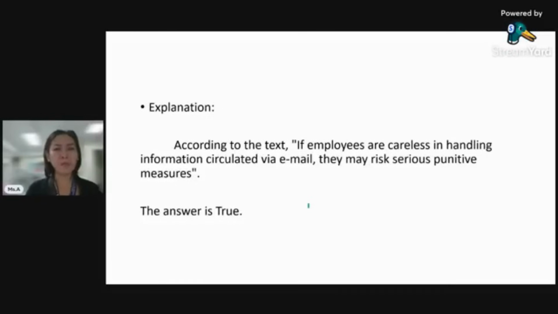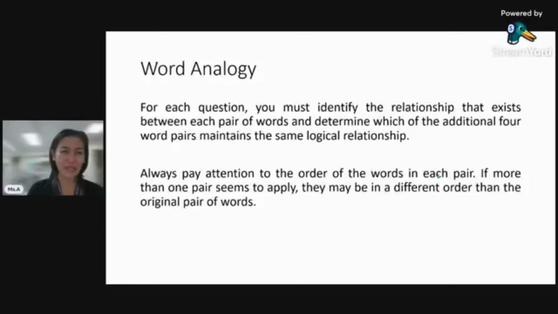It's true. Okay? Kasi, kung careless po, pabaya, walang pake, or deadma si employee sa pag-handle po ng information at siya'y kumalat via email, so di ba po meron pong punitive measures? So the answer is true. Okay? So meron pang ganito, word analogy naman. So ito, malamang lumabas na rin to sa English ninyo, no?